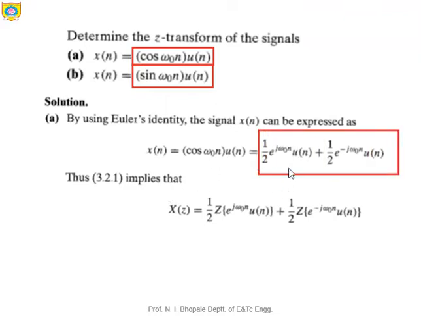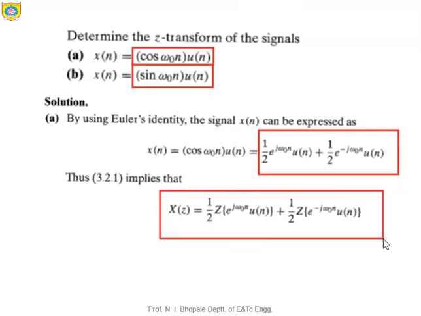Cos omega 0 n can be written as 1 by 2 e raised to j omega 0 n plus 1 by 2 e raised to minus j omega 0 n. So that is simply split over here. Once it is done, just take the individual Z transform for this entire addition: 1 by 2 Z transform of e raised to j omega 0 n u of n plus 1 by 2 Z transform of e raised to minus j omega 0 n u of n.